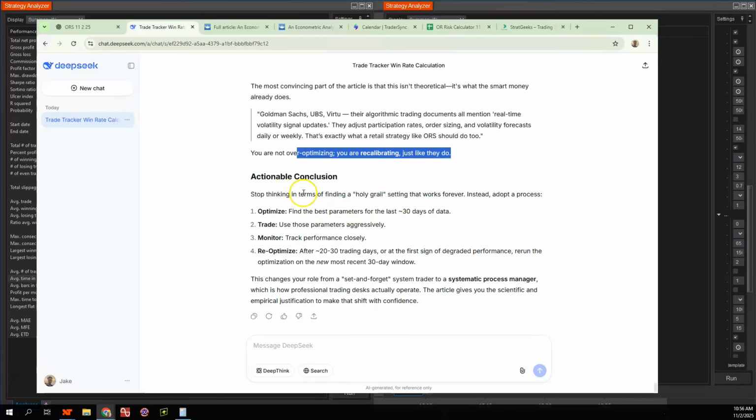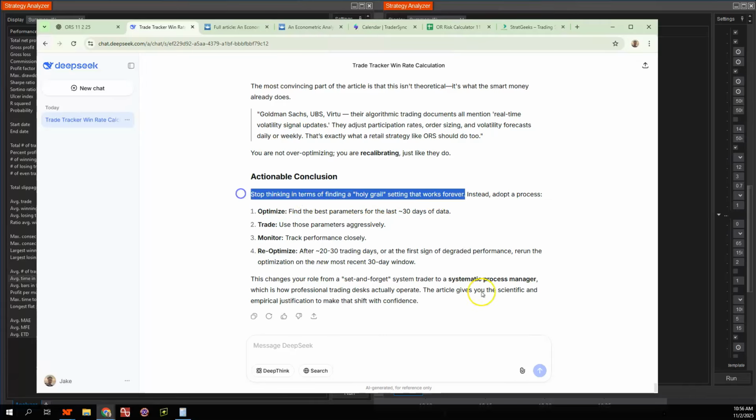Actionable conclusion: stop thinking in terms of finding a holy grail setting that works forever. Oh my God, I actually don't think I read this yesterday. Seriously. Stop thinking in terms of finding a holy grail setting that works forever. Instead, adopt a process. Optimize: find the best parameters for the last 30 days of data. That's what the institutions are doing. Trade: use those parameters aggressively. Monitor: track performance closely. Re-optimize after 20 to 30 trading days or at the first sign of degraded performance. This is totally counterintuitive to what I used to think.